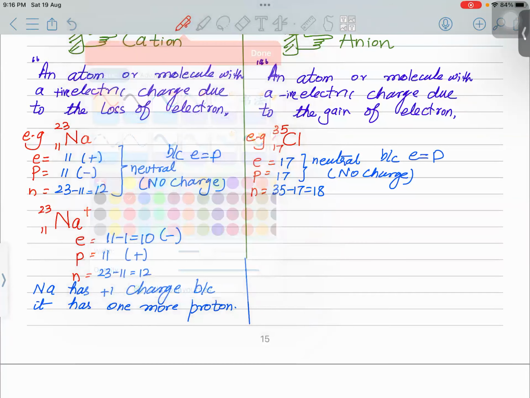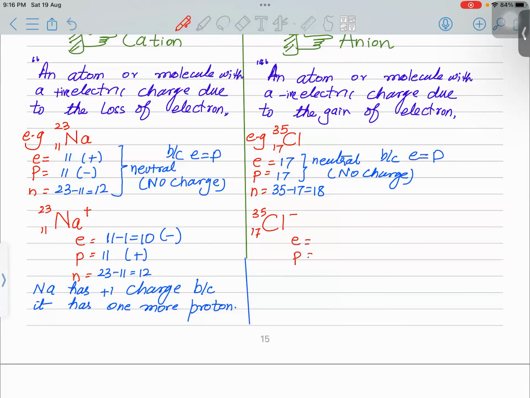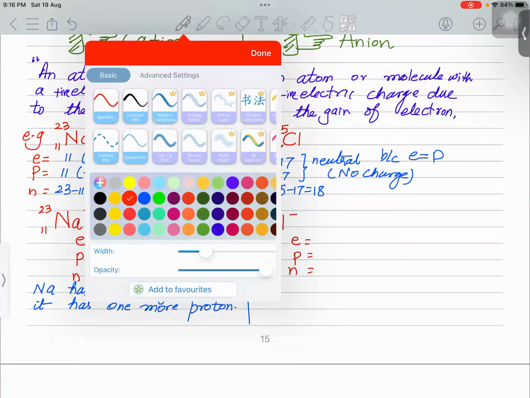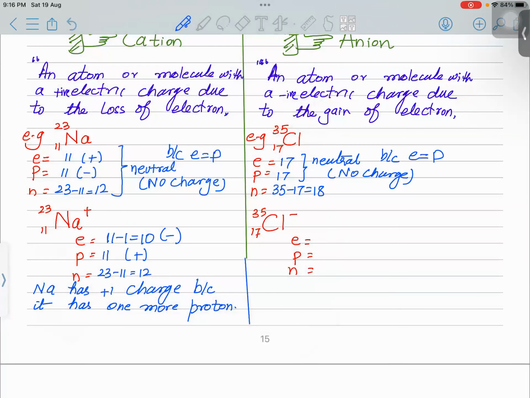Now example number 2. Now you have minus charge. Tell me the number of electron, proton, and neutron. Electrons are 18, protons are 17, and neutrons will be 18 also. 35 minus 17 is equal to 18.